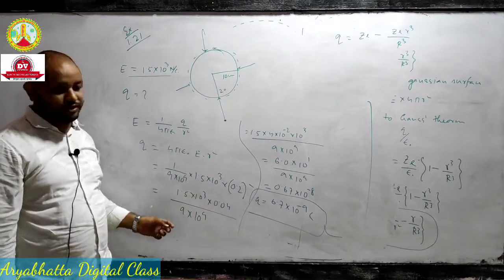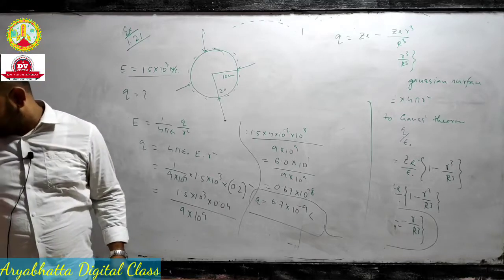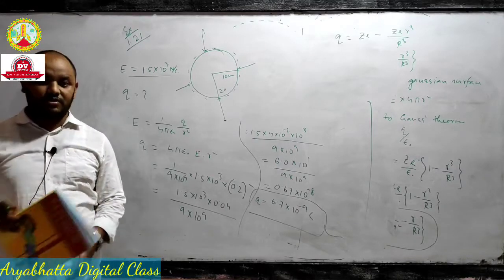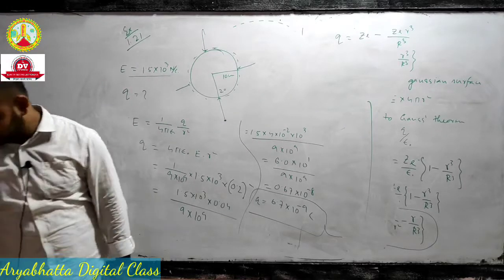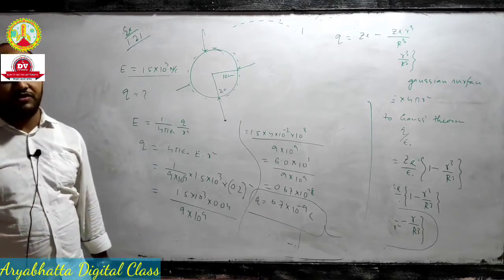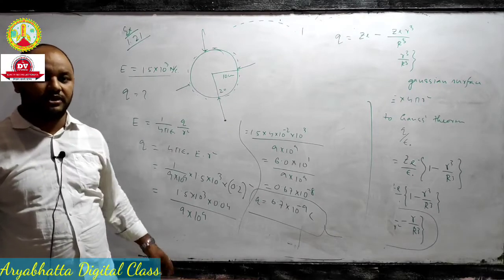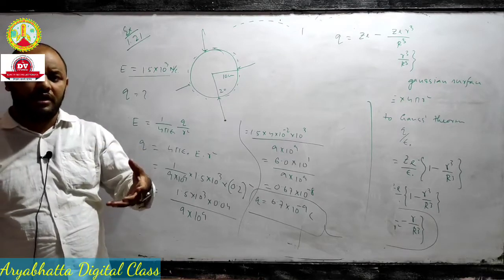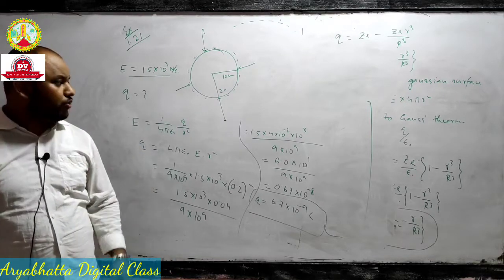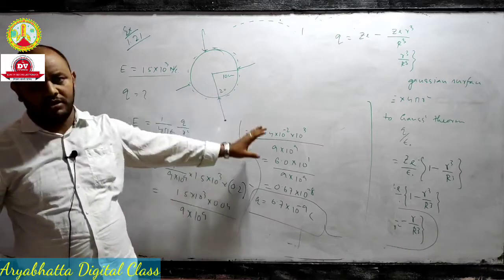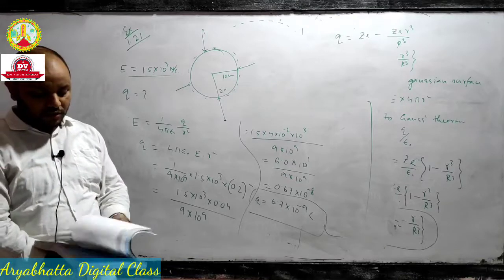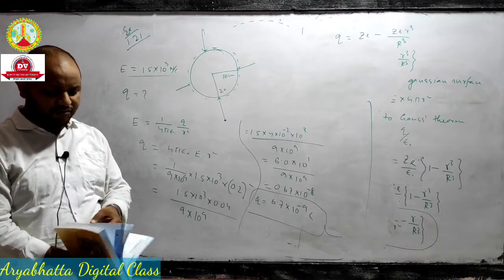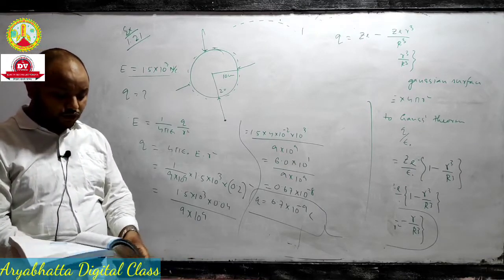This chapter is finished. From next class we will start the next chapter, which is electric potential and capacitance. If you have any doubt in this chapter, you can call me. And do the numericals from the exercise. These are very easy numericals, you can solve them.